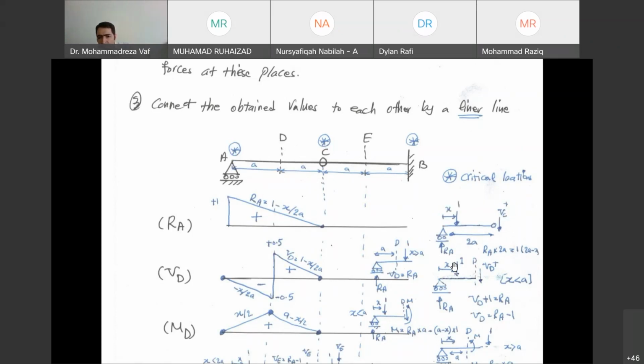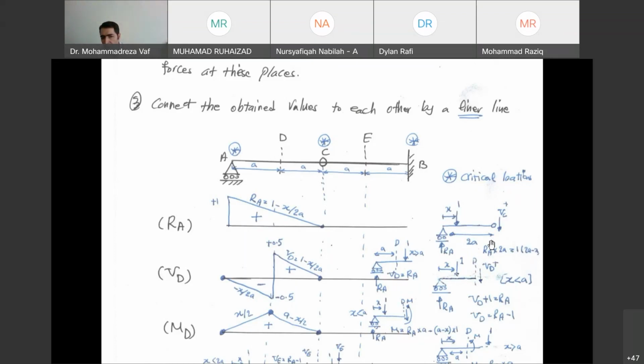If I want to calculate RA, I can easily write down sigma M at point C equals 0. That means RA multiplied by 2A, which is the distance between point A and C, should equal 1 multiplied by (2A minus x). Why x? Because we don't know the location of this point. It can be any place. So 1 is the intensity of our load, 2A is the distance between these two points, and x is the location of the load. So RA multiplied by 2A should equal 1 multiplied by (2A minus x).